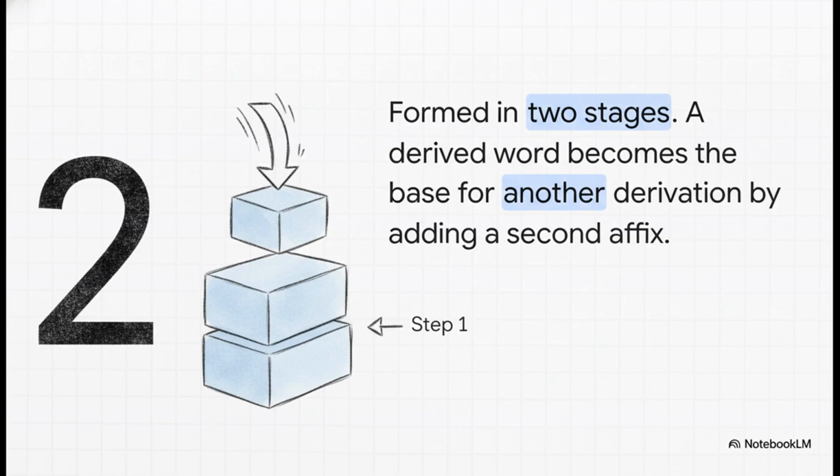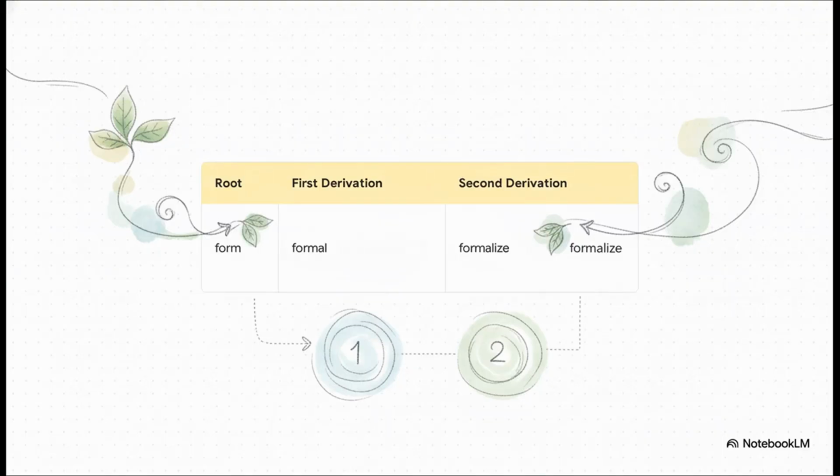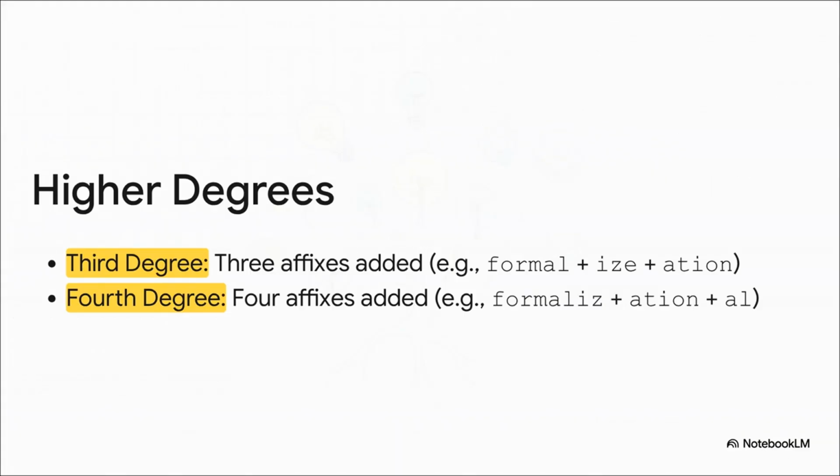We're basically stacking a 2nd block right on top of the 1st one. Let's look at our example again. We started with form. The 1st derivation gave us formal. Now, formal is our new starting point, and we add the suffix "ize" to get formalize. And there you have it, a 2nd degree word. 2 steps, 2 layers. And you know what? From here, the pattern just keeps going.